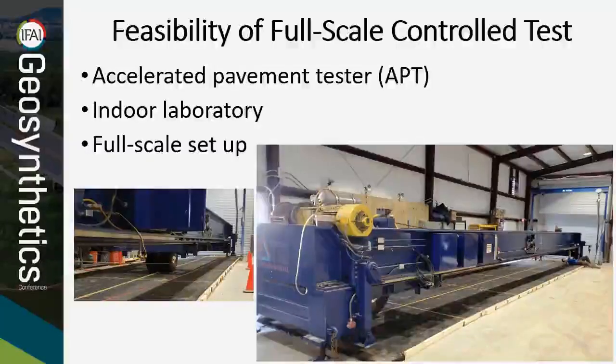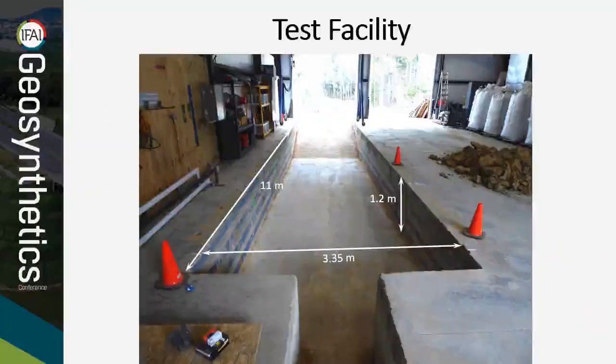The APT uses a dual-wheel assembly to load the pavement surface as it rolls along an 11-meter-long track. Our client was interested in whether this facility could be used to evaluate the performance of pavement interlayer products when used as crack mitigation. Test sections are built inside a building that features a concrete-lined pit that is 3.35 meters wide, 11 meters long, and 1.2 meters deep. Test sections are built using full-size construction equipment.